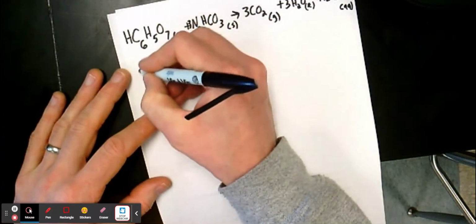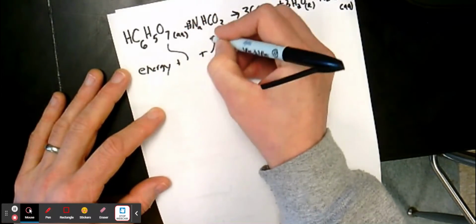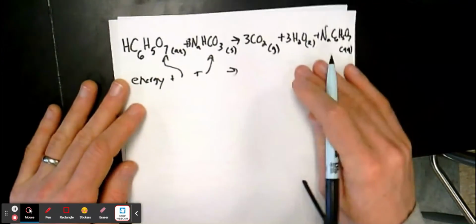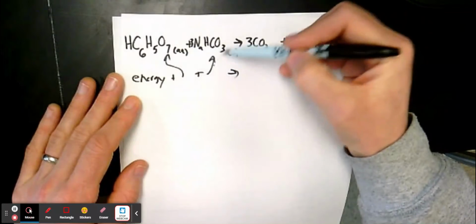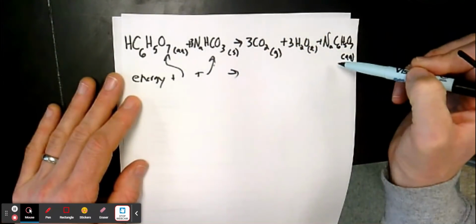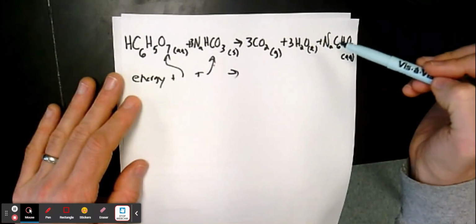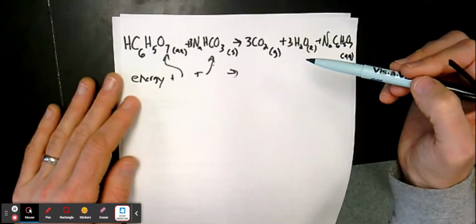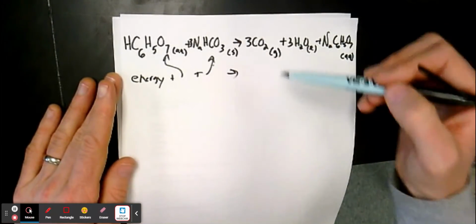All right. So this clearly took energy because the temperature went down. So you'd put the energy in the equation. You'd put the energy over here. It'd be like energy plus this yields these things. Now, the net ionic equation isn't going to look much different because the only thing would be this would be dissociated. But that's the overall equation.